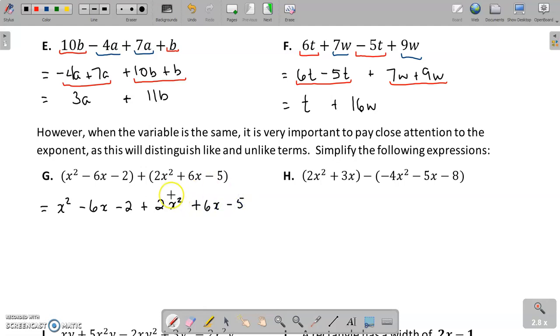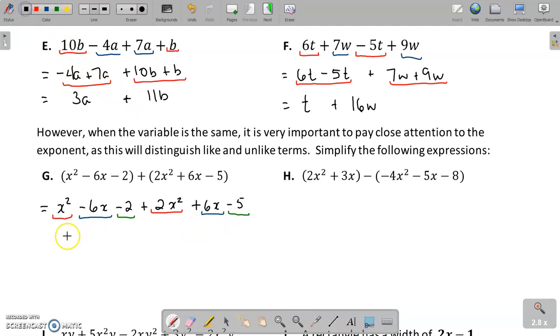And now you want to identify like terms. So I can see here I have one term with an x squared, and I scroll through, and here's another term with an x squared. That means those two are like terms. Here I have a term with an x, and here's another term with an x. So those are like terms. And then finally, we have a number here, a constant, and another number here, or constant. So anything that's the like term is what we can combine.